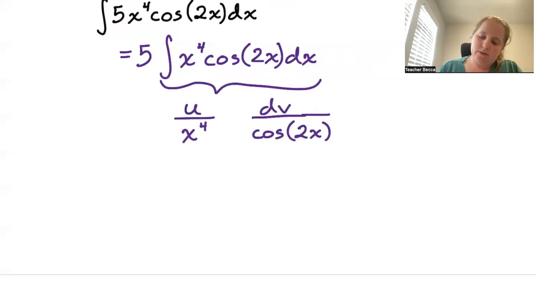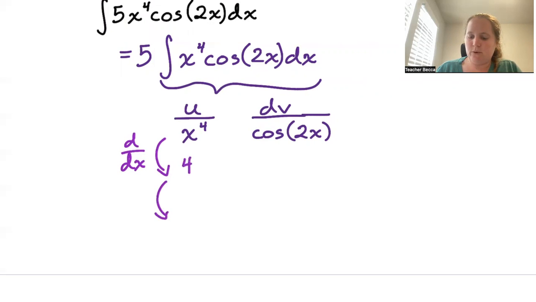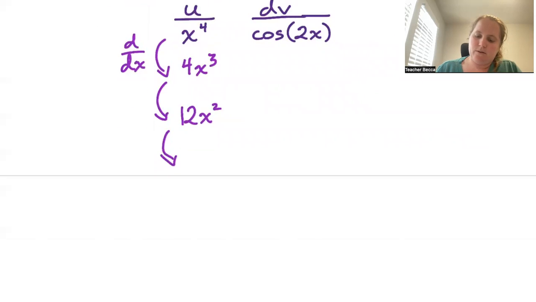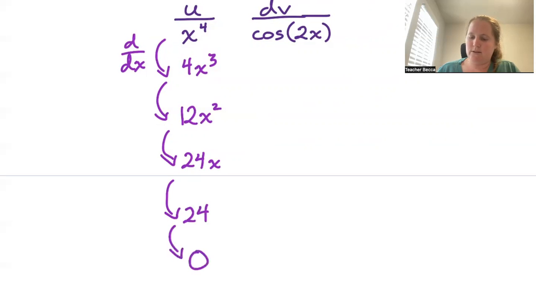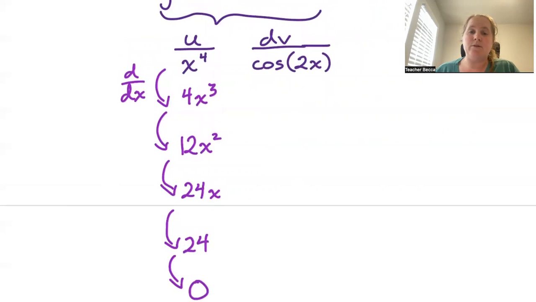We are going to differentiate down the left. So x to the 4th goes to 4x cubed, goes to 12x squared, goes to 24x, goes to 24, goes to 0. Again, you're welcome to stop at the constant. I loved going down to 0 just so I do all the integration within the table. We're going to integrate down the right.